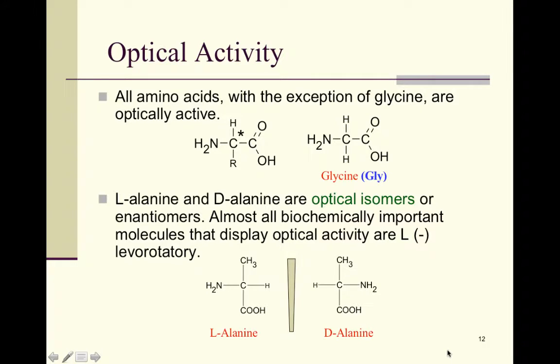Here's an example of alanine, L-alanine and D-alanine. They're optical isomers or enantiomers. Almost all biologically important molecules that display optical activity are L, levorotatory. Why don't you go ahead and build the model of both L-alanine and D-alanine and take a look at its optical properties. They're not superimposable on each other.